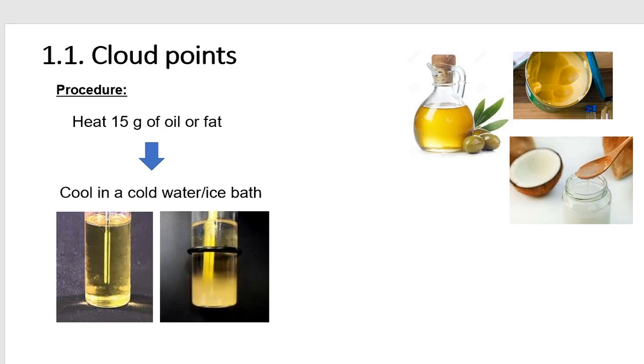In the first part, we determined the cloud points of three different lipids: olive oil, coconut oil, and clarified butter. We have three samples. First, we heat our samples in warm water until they are completely melted. Then we transfer them into a cold water ice bath to begin cooling. We insert a thermometer and wait until we see the cloudy look. Here it starts.